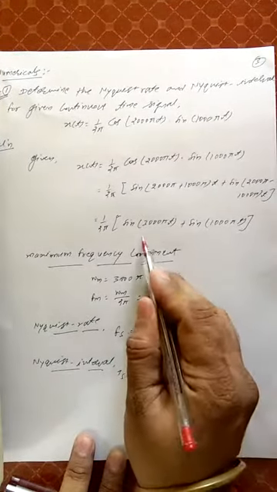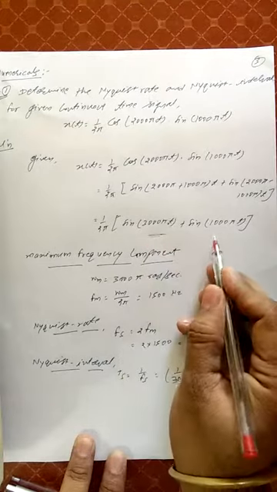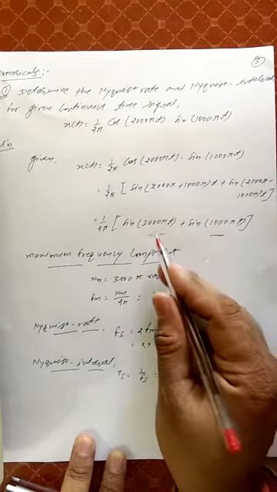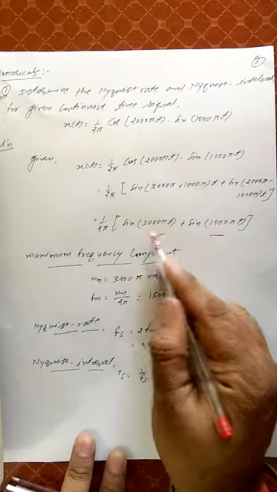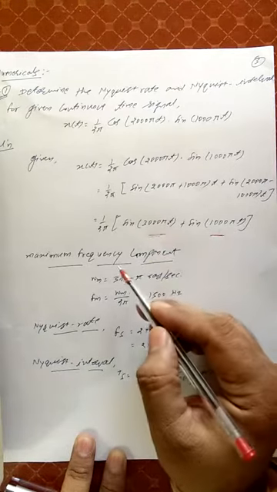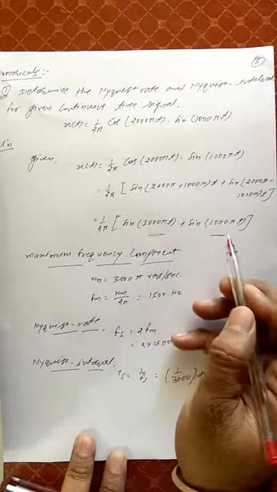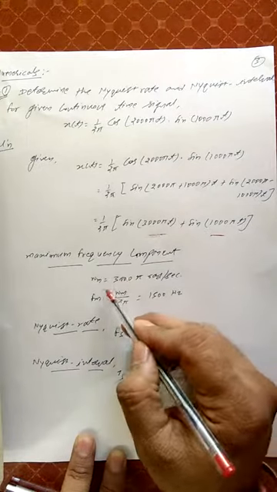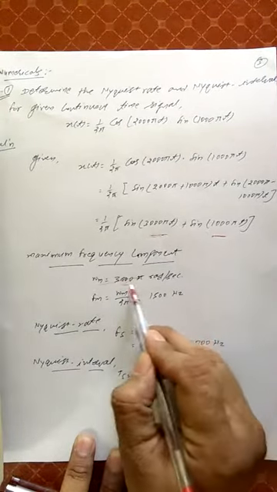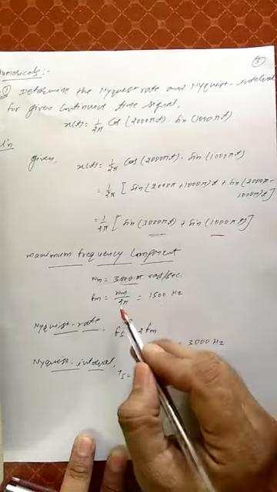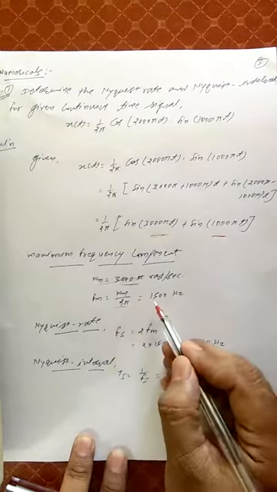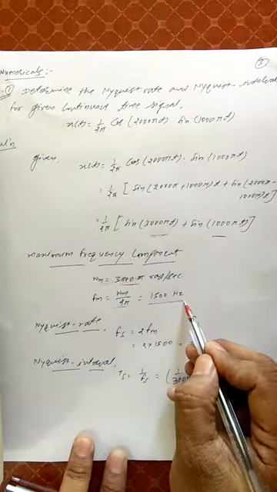As we observe in the expression, there are two frequency components: one is 3000 pi t and the other is 1000 pi t. Comparing 3000 pi and 1000 pi, the maximum frequency component is omega m equals 3000 pi. So fm equals omega m upon 2 pi, and the frequency will be 1500 hertz.